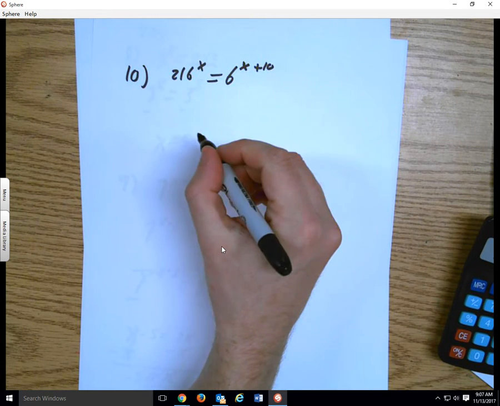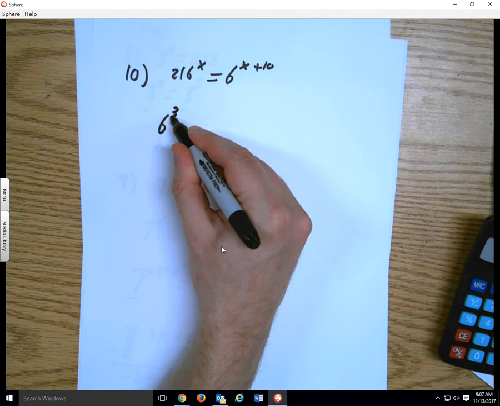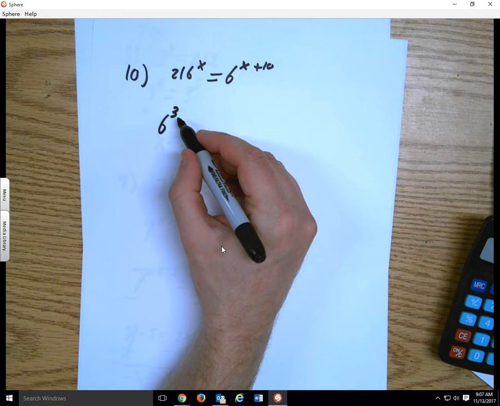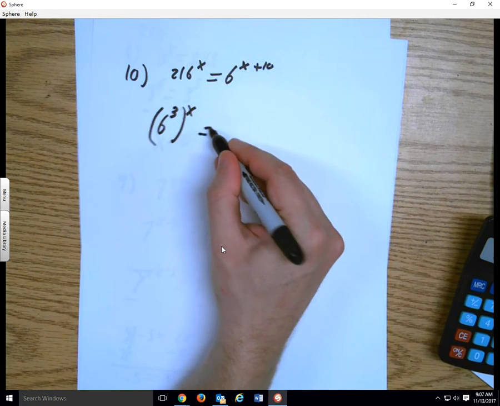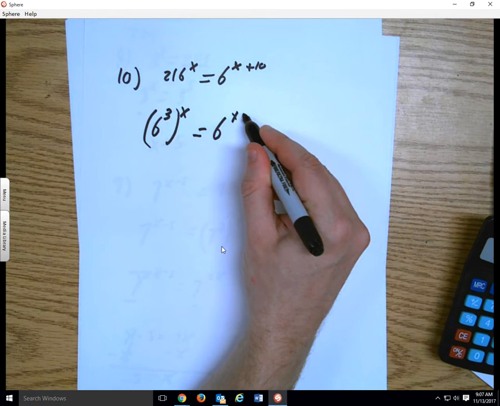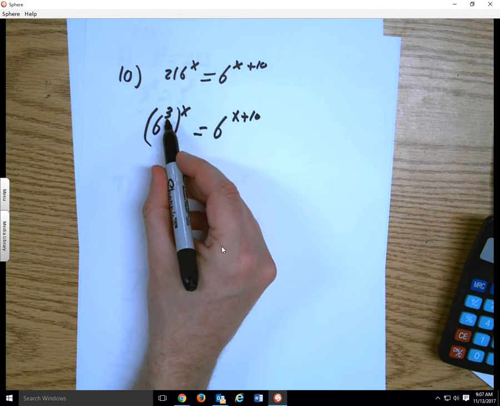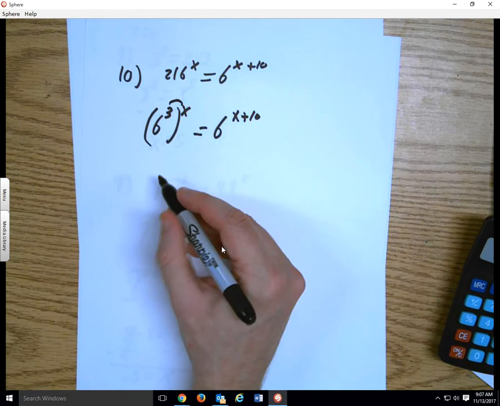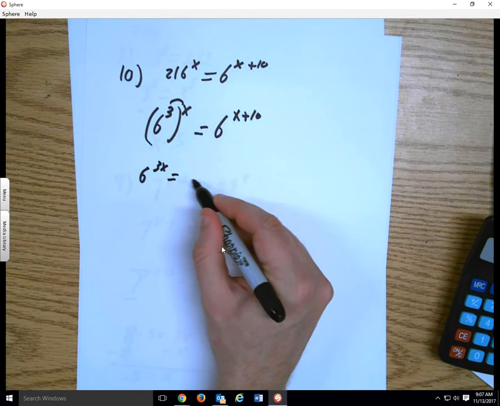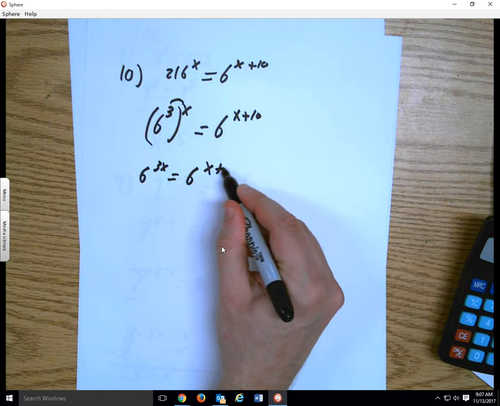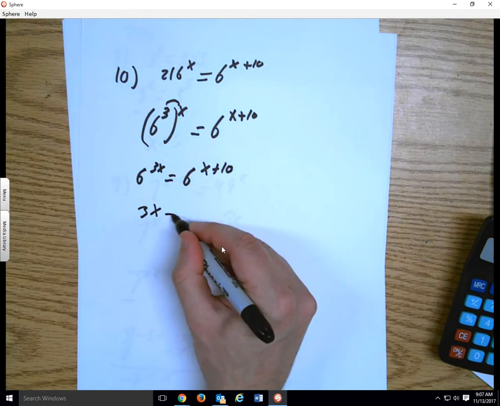So you could rewrite this as a 6. We said it was to the third power, right? 6 to the third power, to the x, equals 6 to the 6x plus 10. I just wrote it down the same. And 3 times x would be 3x equals x plus 10. Now you just have to solve for x, right? You can set it equal.